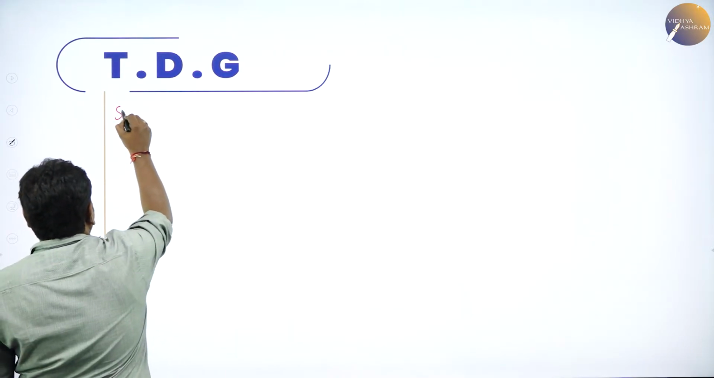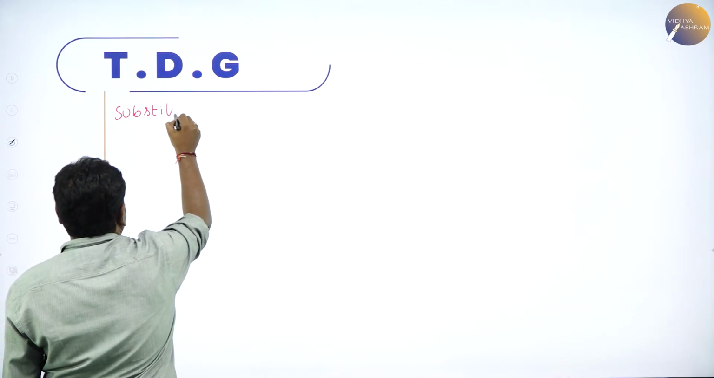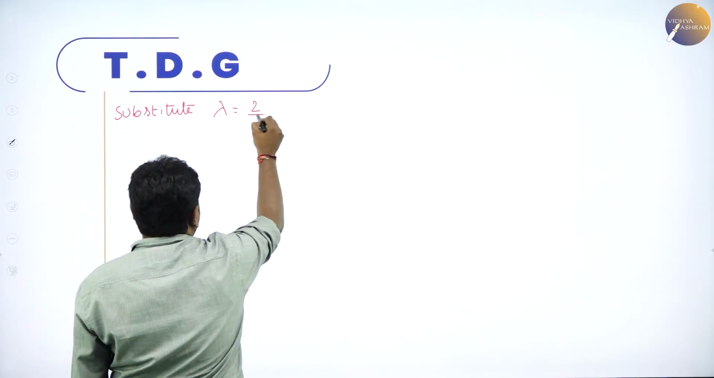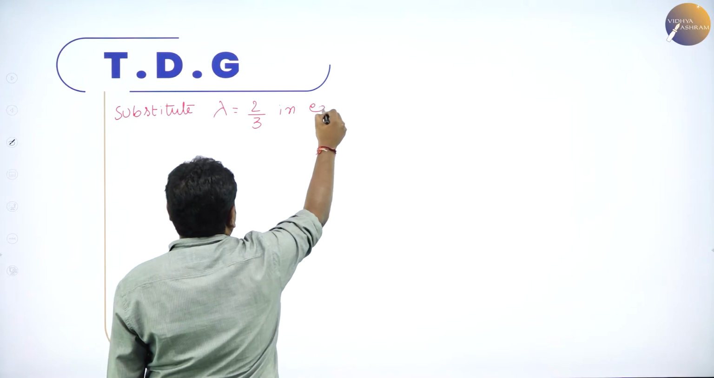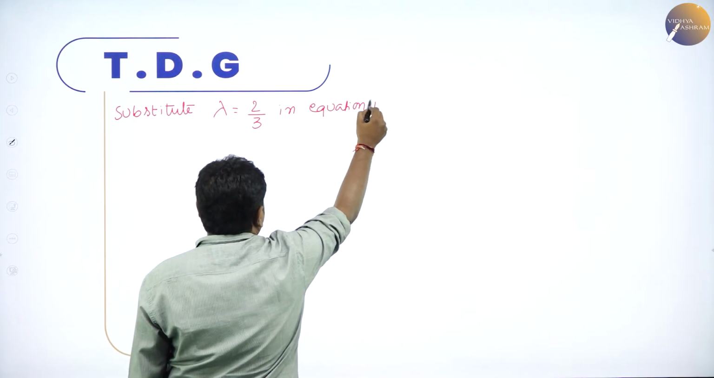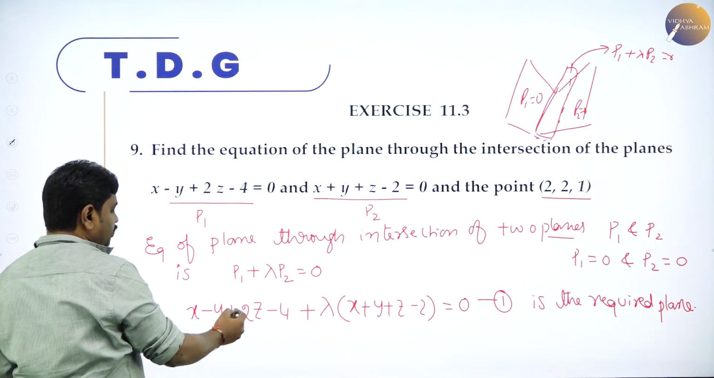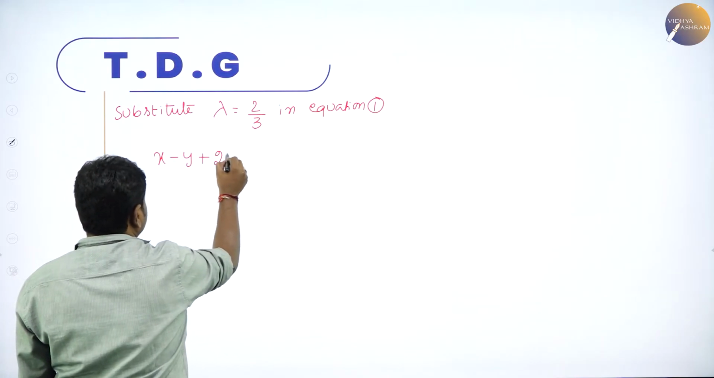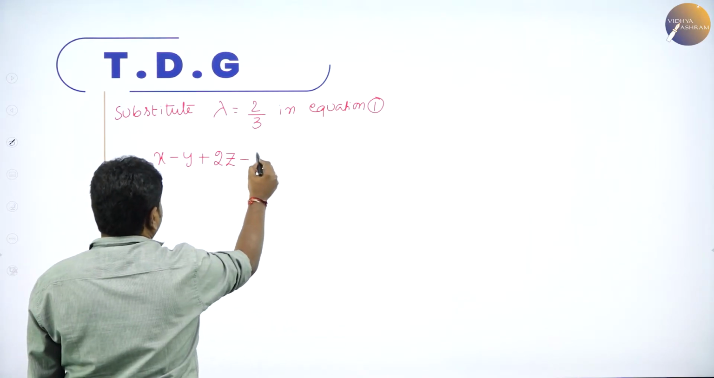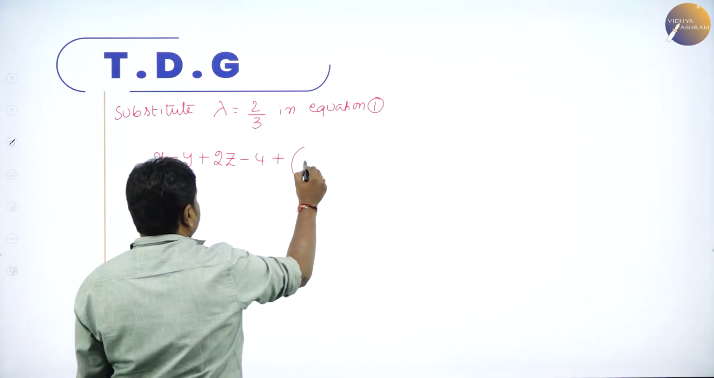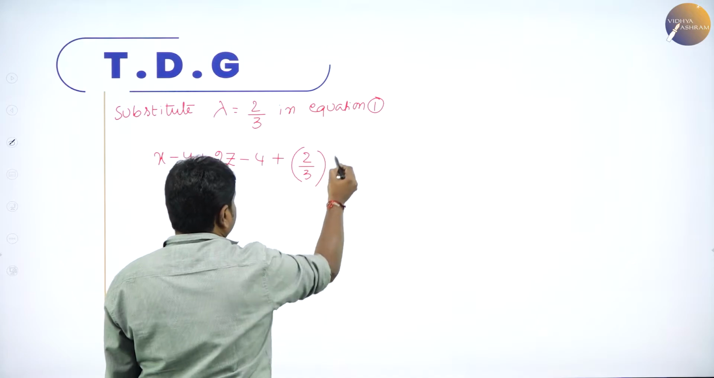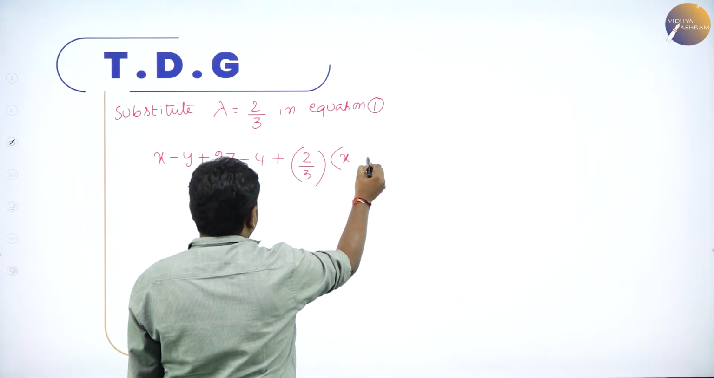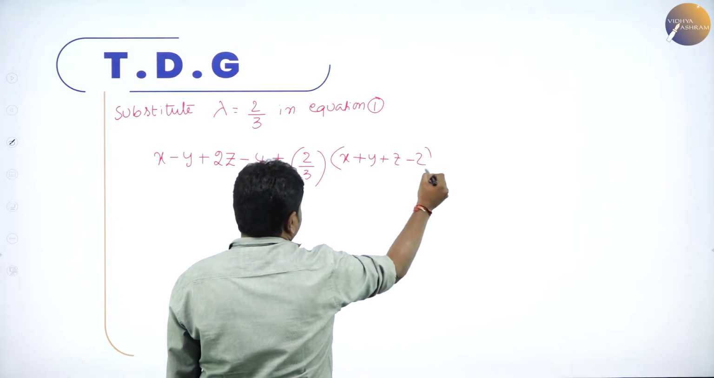Now substitute the lambda value, 2 by 3, in equation 1, the required plane. Equation 1 is x minus y plus 2z minus 4 plus lambda, which is 2 by 3, times the second plane, x plus y plus z minus 2, equal to 0.